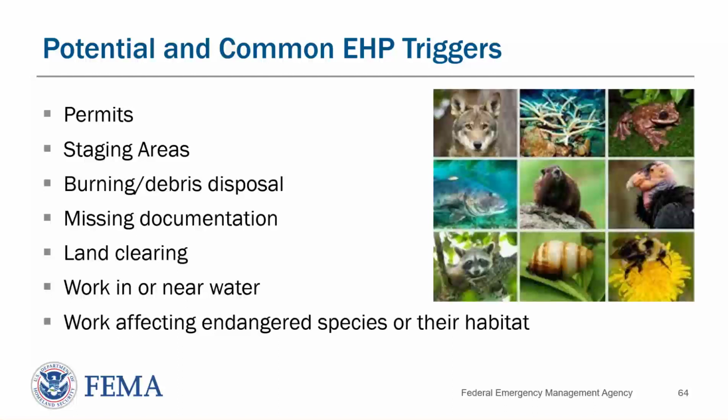Something really key to remember is that EHP issues will vary from disaster to disaster and from state to state. We'll talk a little bit about green sheets. They'll help you determine that. But every project has to go through an EHP review, environmental and historical preservation review. These are some triggers that will tell you if EHP may have a particular interest in your projects. So did you get the permits you needed, and are they the correct permits?